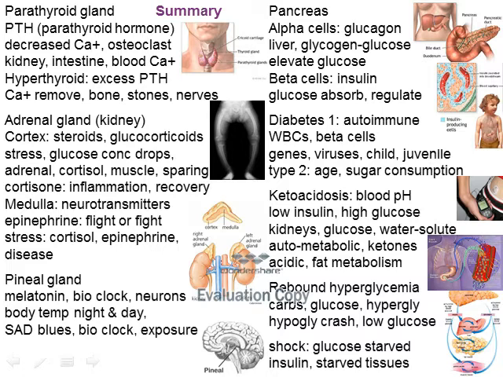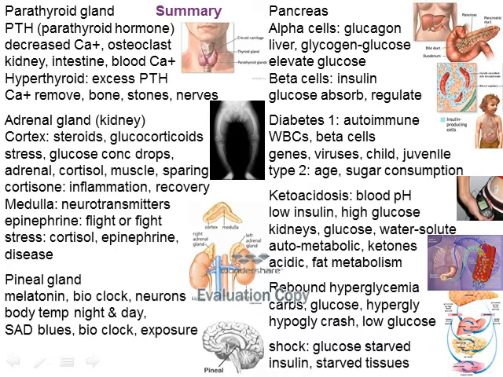Pineal gland. This is the one that produces melatonin when conditions are dim. It affects our biological clock. We have the SAD, or seasonal affective disorder, when we're getting too much melatonin during the day.